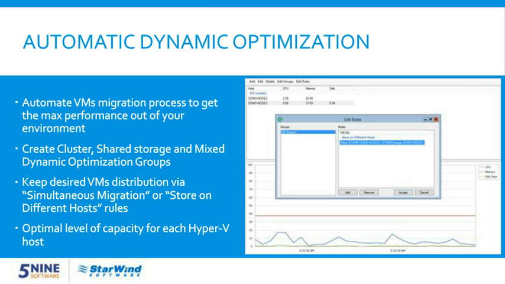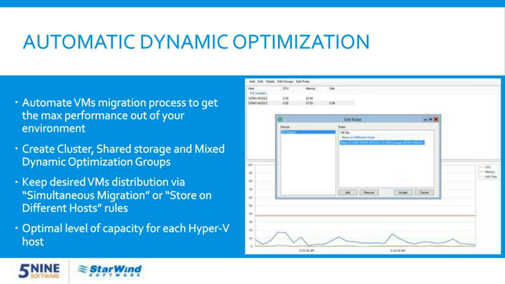Dynamic optimization is available within SCVMM and now is available within File Manager. It allows you to distribute the load between your Hyper-V hosts according to the performance parameters of hosts and virtual machines, and also allows you to apply rules to virtual machine migrations, so you don't have dynamic optimization move your DC virtual machines, for example, onto one host. You always want to keep them separate, and that's why you use the store on different host rule.